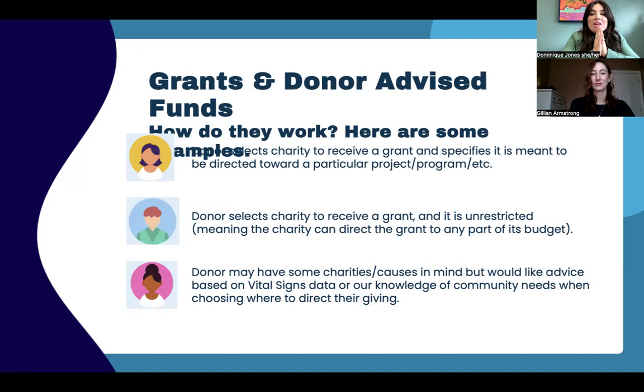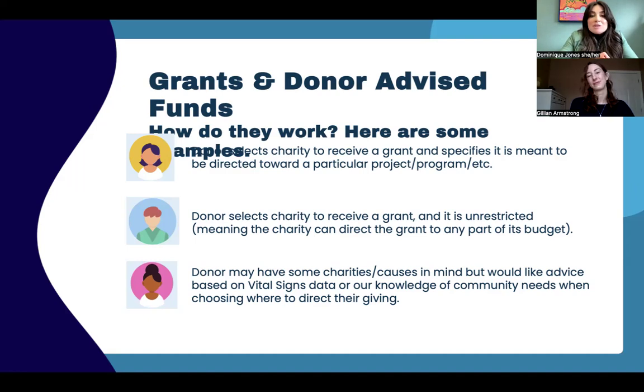Example number one: a donor selects a specific charity to receive a grant and specifies that it's meant to be towards a particular project or program. That could be very specific, and that's something we do see from time to time. We also may see a donor that selects a particular charity to receive a grant, but it is unrestricted. What that means is that the donor hasn't specified that they want it to go towards a particular area or project. They just want to give it to the organization because they love the work you're doing and think, here's another $5,000 or whatever that number is. Please continue doing your great work.